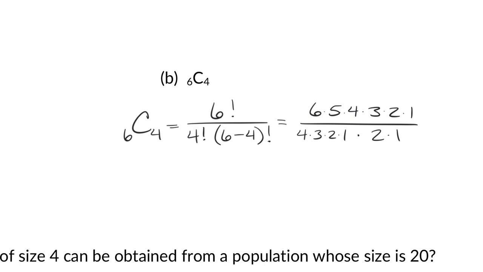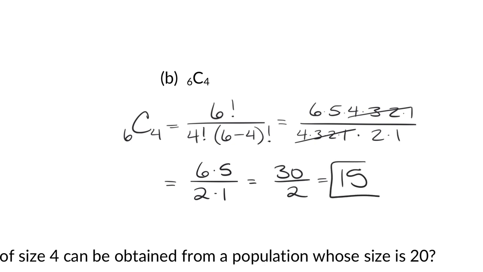What cancels out here? 4, 3, 2, 1, and just one of the 4, 3, and one of the 2s and the 1s. So if I rewrite this, because now I've got a lot going on here, I would have 6 times 5 over 2 times 1. 6 times 5 is 30. 2 times 1 is 2.